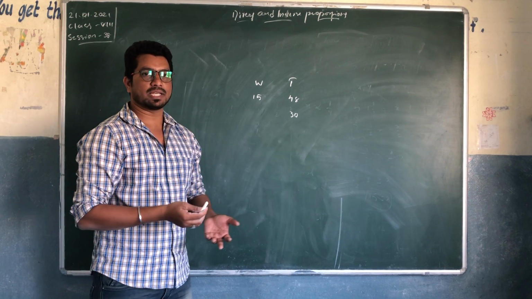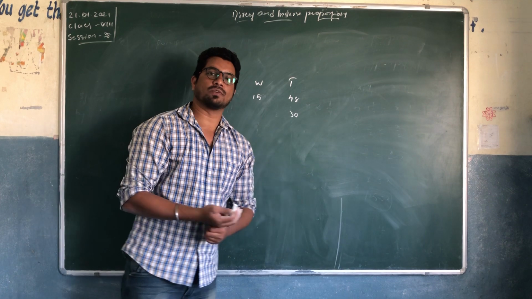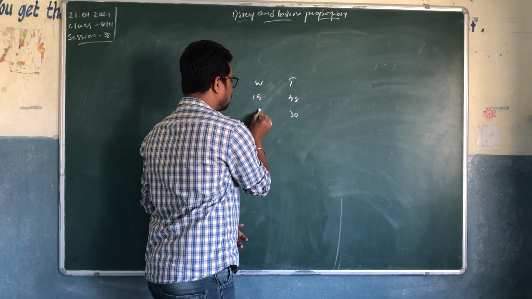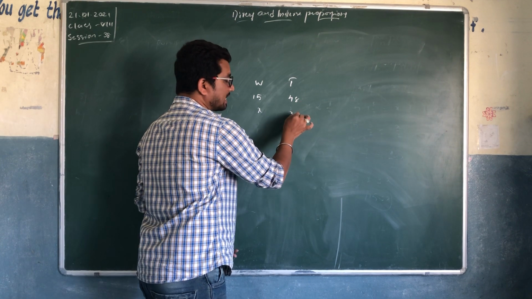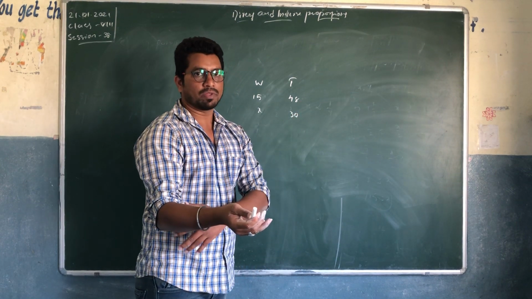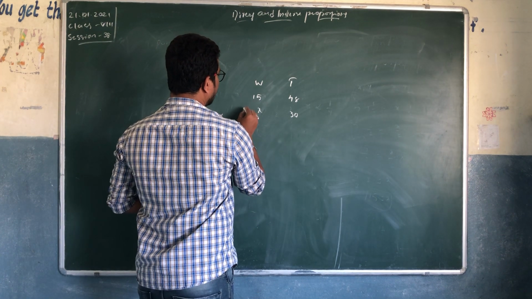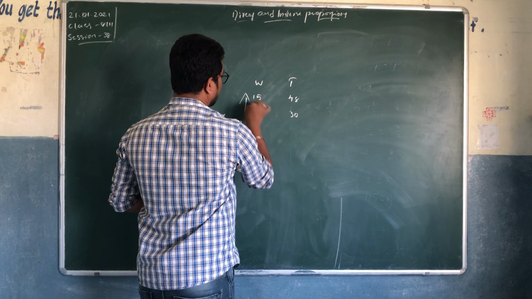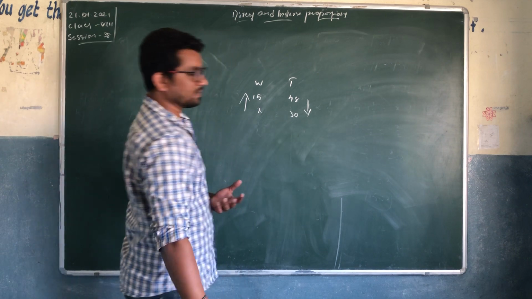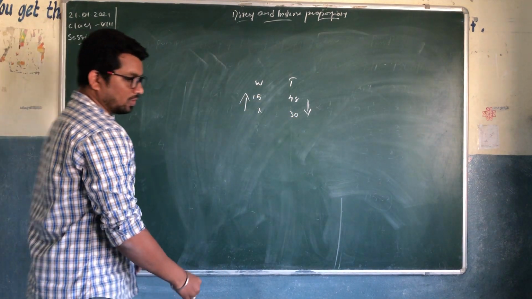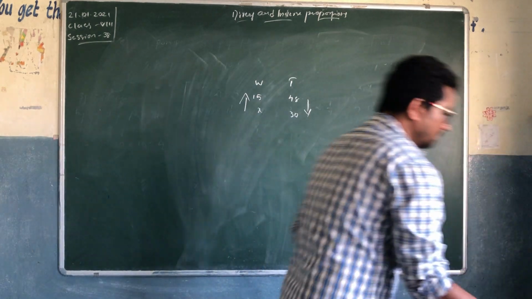So what will they say? Then more workers will be needed, right? As we don't know, this will be X, and the time is decreasing. I'm giving them less time so that they need more workers. So workers will increase when time is decreasing, right? Workers will increase when time is decreasing. So let's solve this.